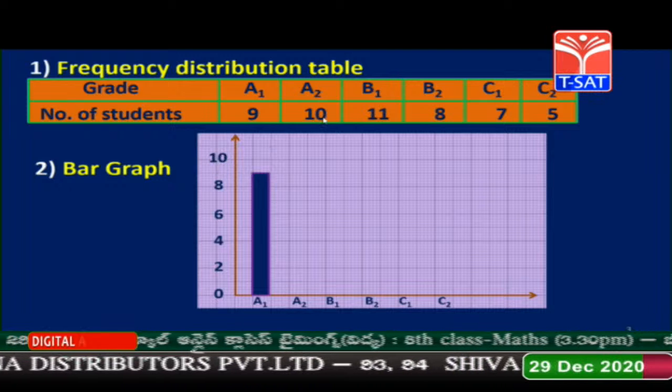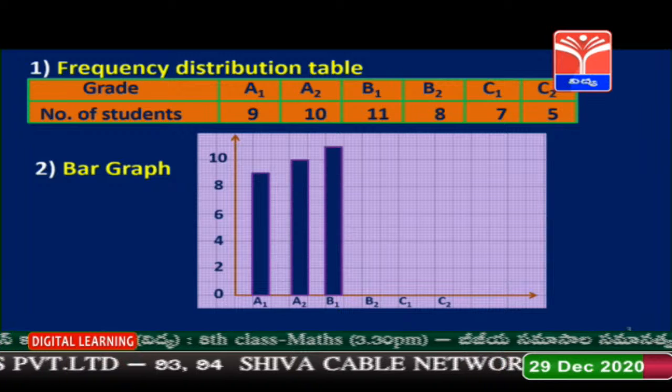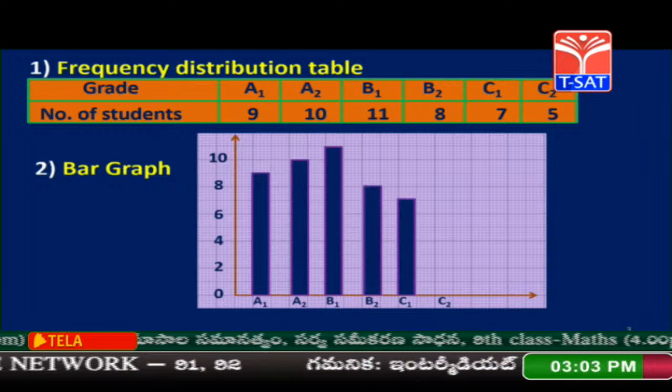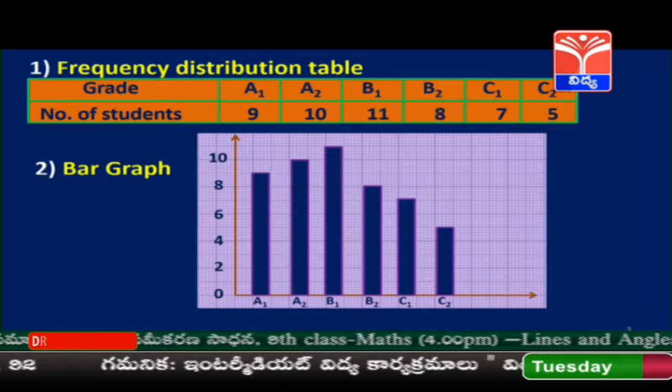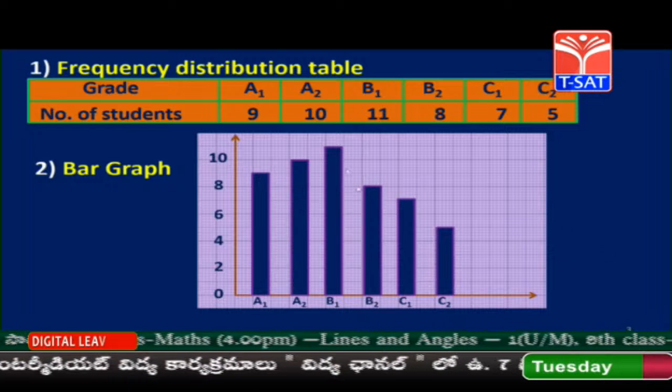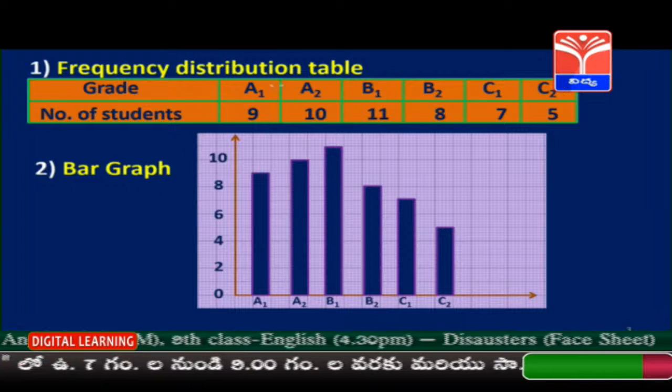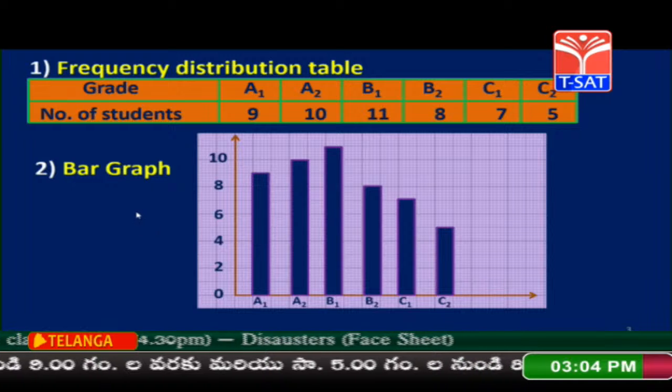Next, A2, 10 students. B1, 11 students. B2, 8 students. C1, 7 students, C2 5 students. Children, like this you can represent the given data using frequency distribution table as well as graph.